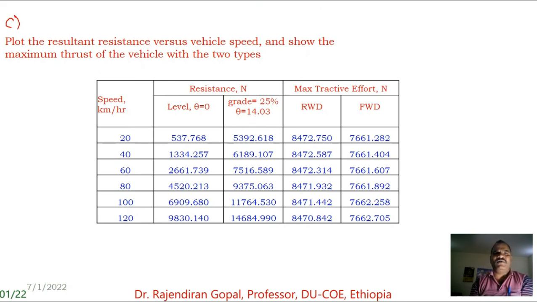The third question is: plot the resultant resistance versus the vehicle speed and show the maximum thrust of the vehicle with two types. Now we have to make a computer program. The speed is taken with an increment of 20 kilometer per hour, and then the total resistance on level and at a 25% grade, that is theta is equal to 14.03, and this maximum tractive effort available for the tire road contact patch.